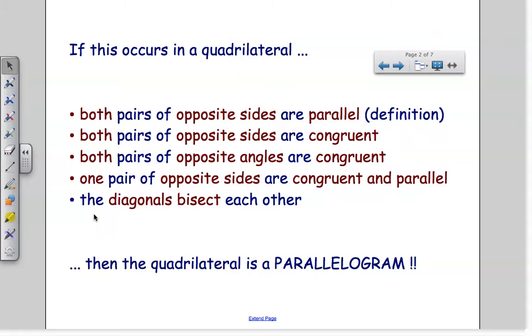And the last one is if you see a quadrilateral where the diagonals bisect each other, meaning they cut each other in half, then that quadrilateral is in fact a parallelogram. So you should have these 5 things written down and be ready to use any of those today.